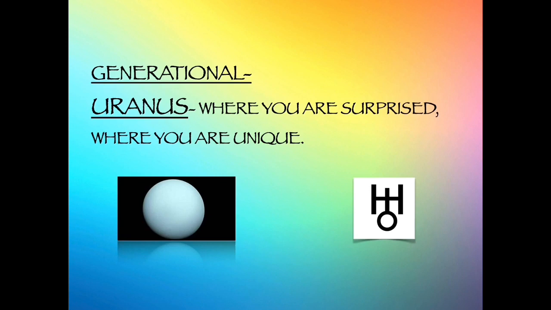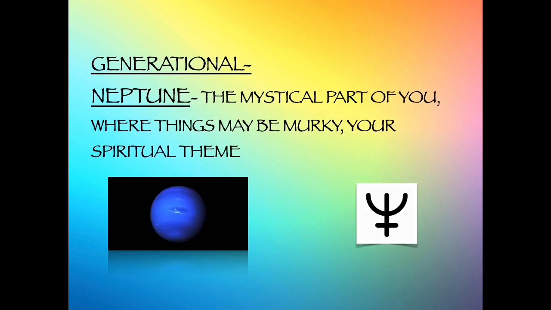As I said before, Neptune is generational as well, and this is where there's a mystical part of us where things may be a little bit not as clear to us. When we talk about Neptune, we talk about dissolving, and it's ruled by Pisces, which is all about this watery kind of psychic energy. So this is where we could have our spiritual theme, or we could be intuitive here, or it could be things that are not as clear. So maybe the energy of this particular gate isn't as clear as it is in other places.